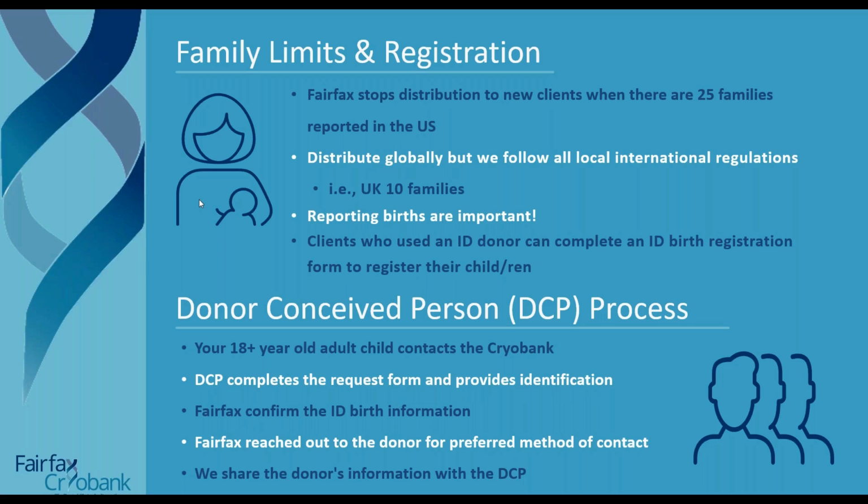The donor conceived person process, the DCP process, is when your 18-year-old adult child contacts the cryobank. They're going to reach out to the cryobank and say, hey, I was donor conceived. I would like my donor's information. We're going to have them complete a request form and provide identification so we can confirm that we're only releasing information to someone who is registered. We're going to confirm that ID birth information. We reach out to the donor for their preferred method of contact. We're then able to share that donor's information with the DCP.